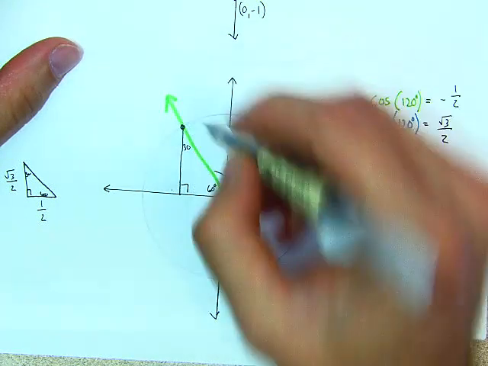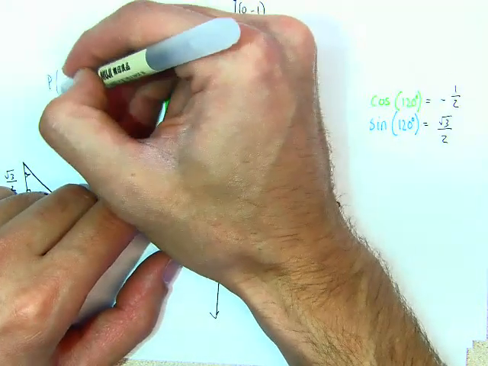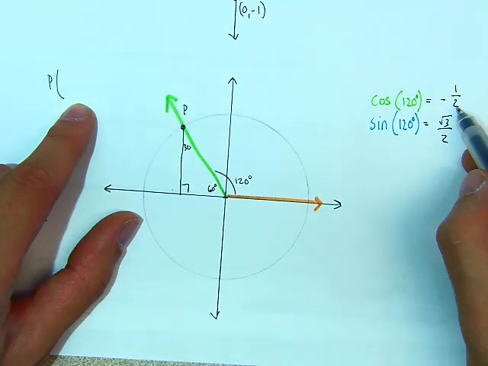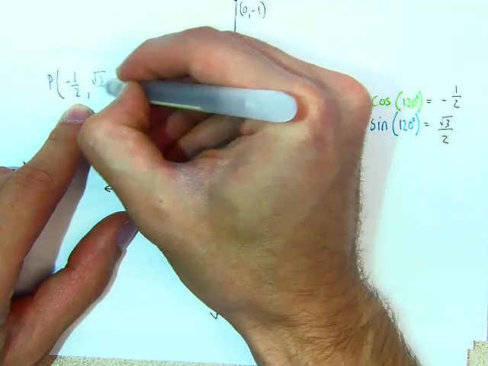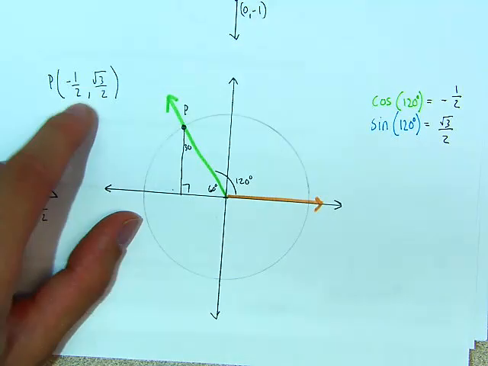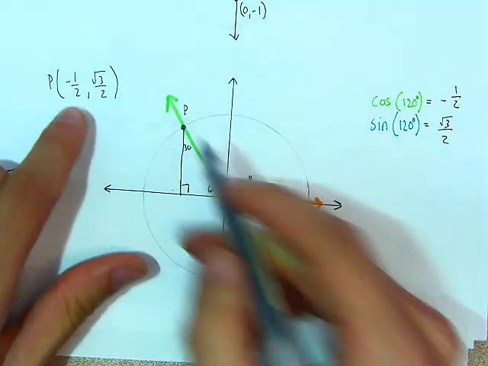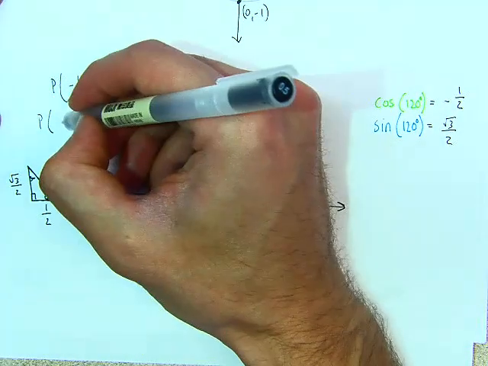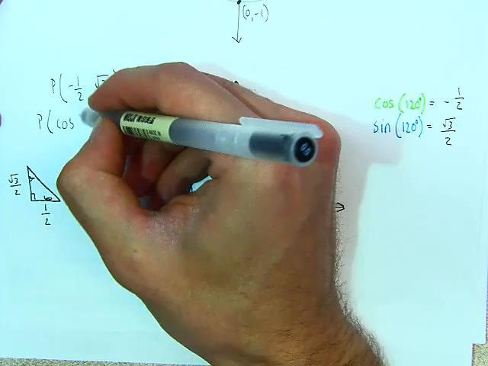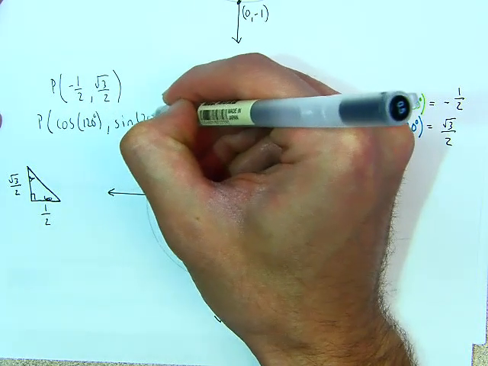We know this point now. Let this point be P. P is negative a half, comma, square root of 3 over 2. That is the position of this point. But what I could also say is that the position of this point is also P: cosine of 120 degrees and sine of 120 degrees.